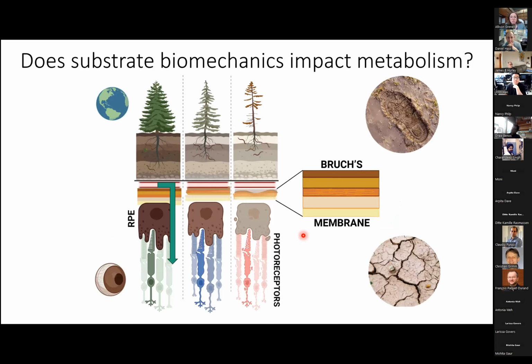I used to study plant pathology, and I think a good analogy can be drawn between RPE and plants to help illustrate my question. If photoreceptors were trees, then RPE cells would be the roots that transport nutrients to the trees, and Bruch's membrane would be the soil that they're rooted into. So what I'm trying to understand is, if we were to have soft or hard soil, how would that change the nutrients that are actually getting to the tree?